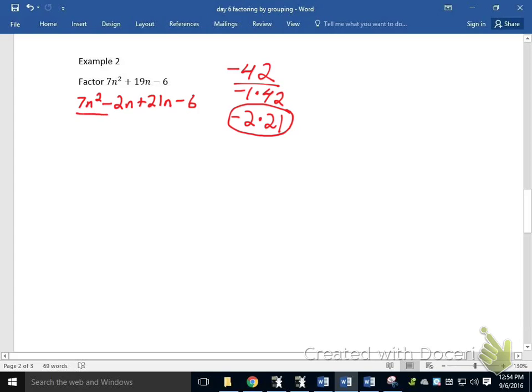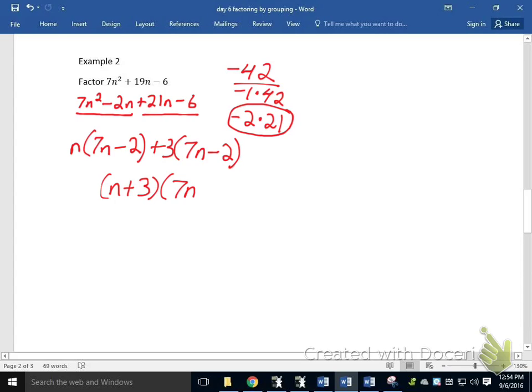Now I'll factor my two groups that I've got. On the first group, the greatest common factor is n, which leaves me with 7n minus 2. I factored that out. On the second group, the greatest common factor is 3. And I'm going to use positive due to the first sign. You always go off of that first sign. So plus 3, and that leaves me with 7n minus 2 when I factor that out. Because the 7n minus 2's match, they've been distributed to the n plus 3. So my factors are n plus 3 and 7n minus 2.